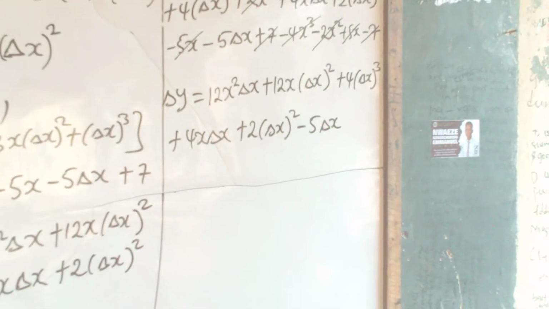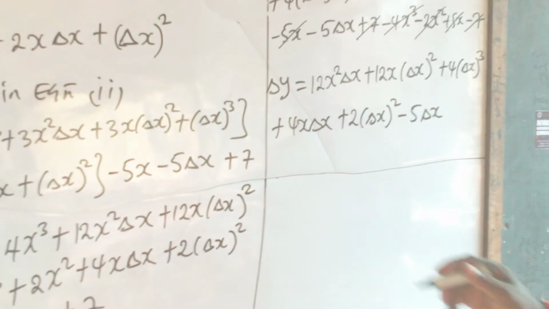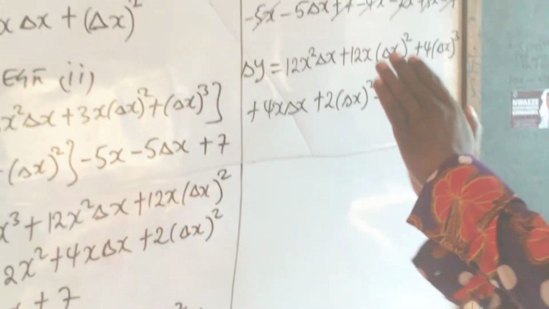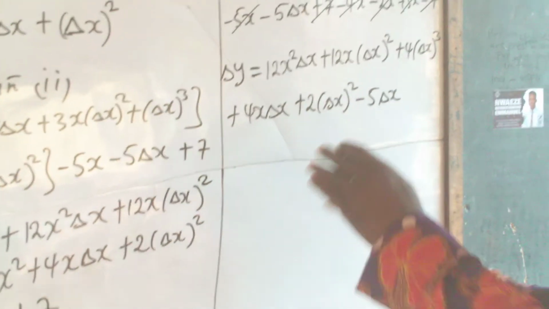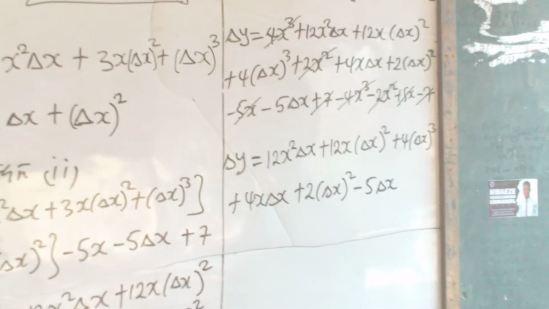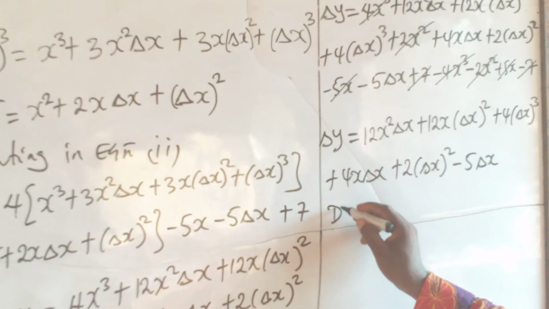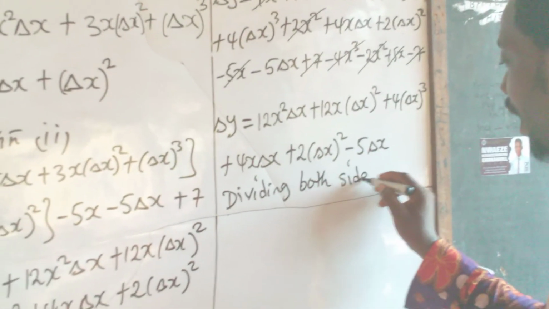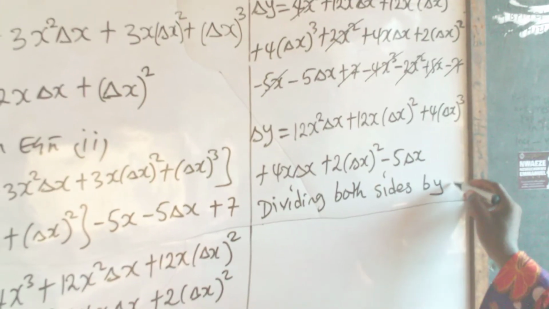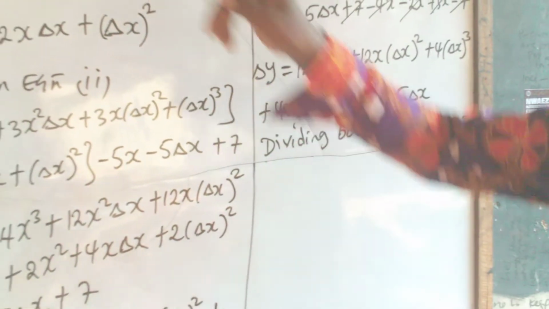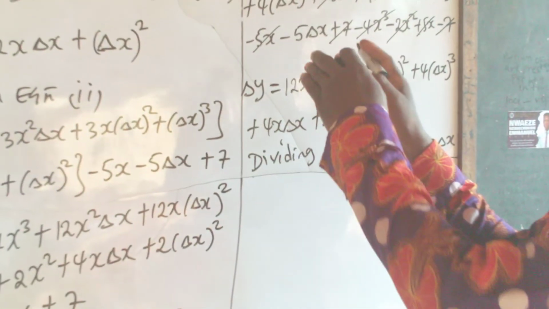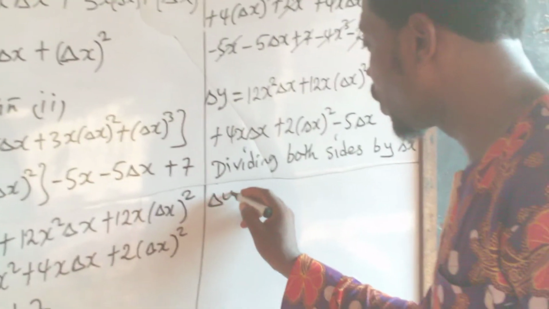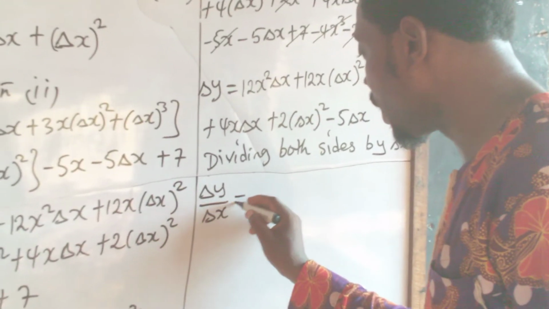So the next step is, remember we're looking for dy by ds. And once you have an equality sign, for you to maintain that equality sign, whatever you do to the right hand side, you must do it to the left hand side. So because of that, you are going to say, dividing both sides by change in s. Remember, we're looking for dy over ds, so that at least you have change in y over change in s.